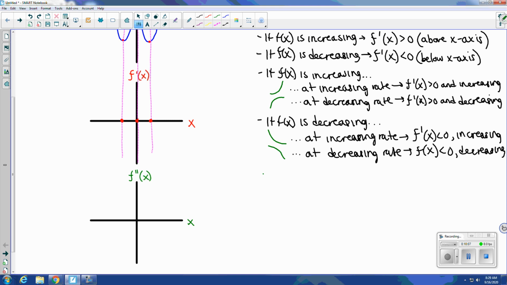So we're going to just define concave up is going to be when the rate at which a function is increasing is increasing.